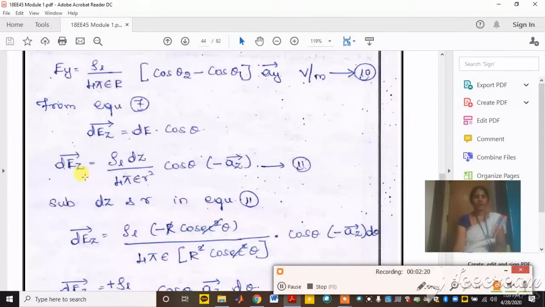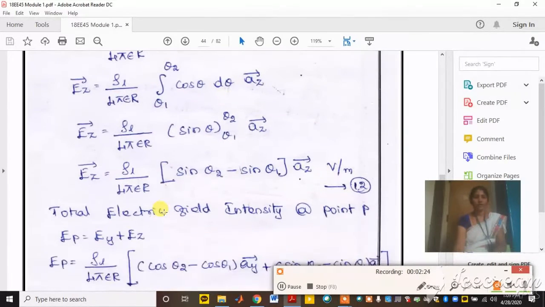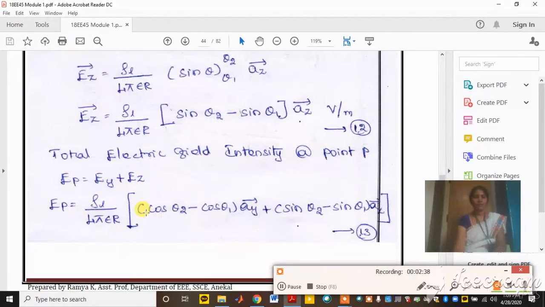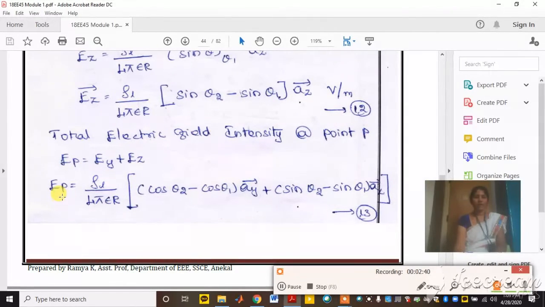Likewise, you can identify the value of dz. After identifying, you will get Ez is equal to rho L divided by 4 pi epsilon r into sin theta 2 minus sin theta 1 into Az vector whole per meter. The total electric field intensity at point P is the summation of Ey and Ez. After adding, we will get Ep is equal to rho L divided by 4 pi epsilon r into cos theta 2 minus cos theta 1 Ay vector plus sin theta 2 minus sin theta 1 Az vector.